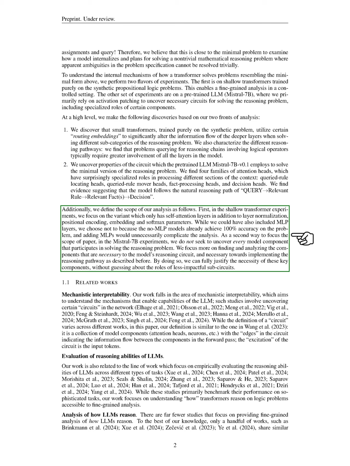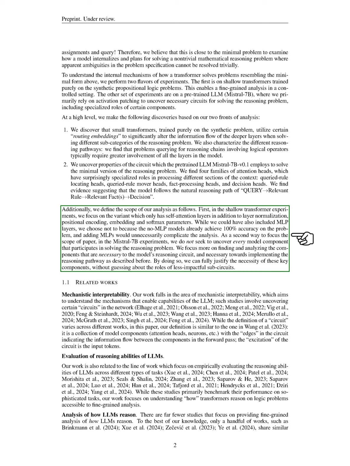In the shallow transformer experiments, we focus on models that only include self-attention layers, layer normalization, positional encoding, embedding, and softmax parameters, as these already achieve perfect accuracy on the problem. In the Mistral 7B experiments, we concentrate on identifying the components essential for the model's reasoning circuit, rather than trying to uncover every component involved.